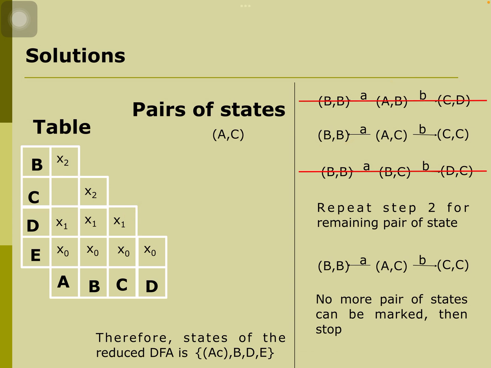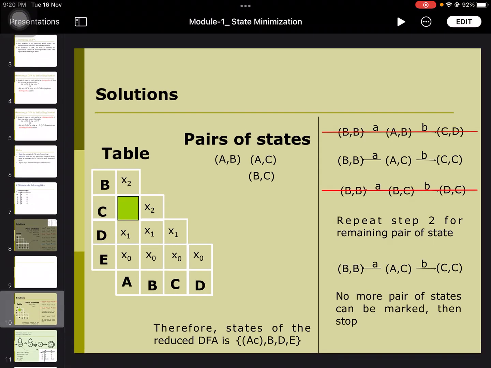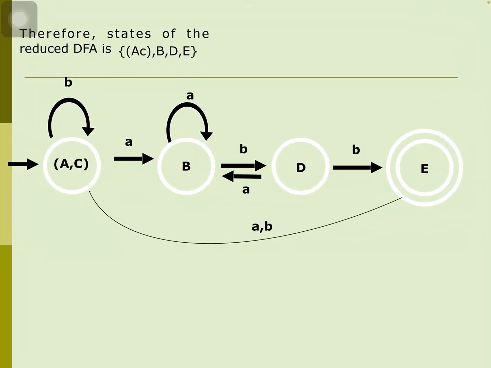Therefore, the states of the reduced DFA are AC, B, D, E. Earlier there were 5 states, now reduced to 4 states. There are no more pairs of states that can be marked, so stop the process. Then write down the states of the reduced DFA.